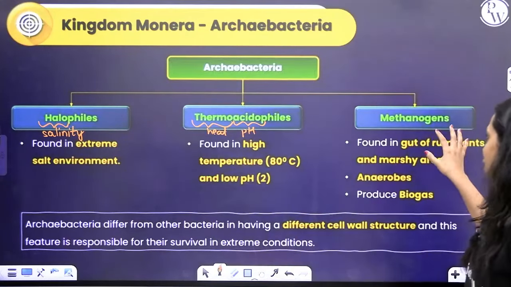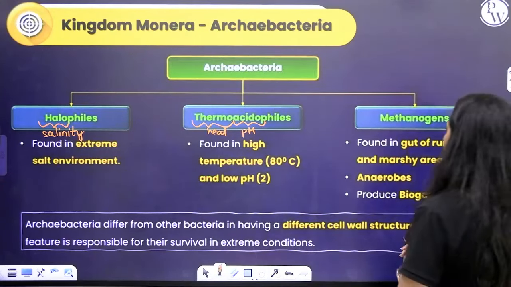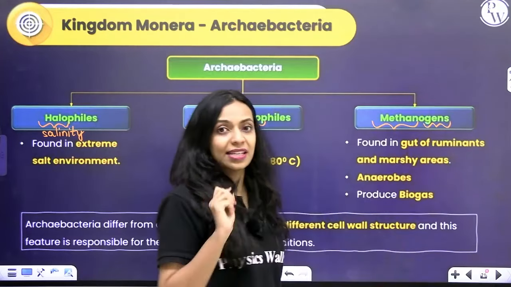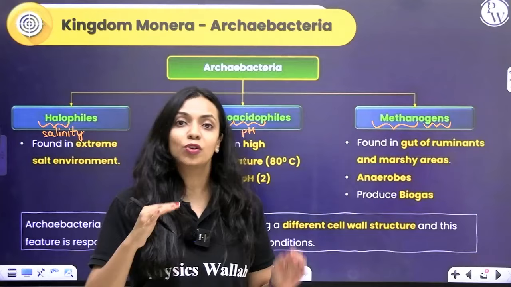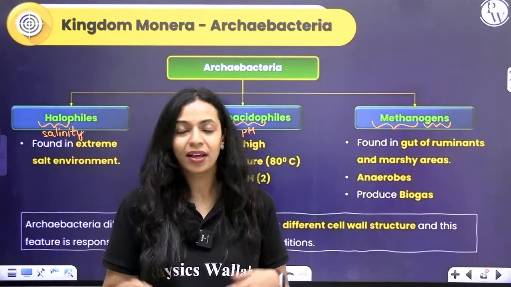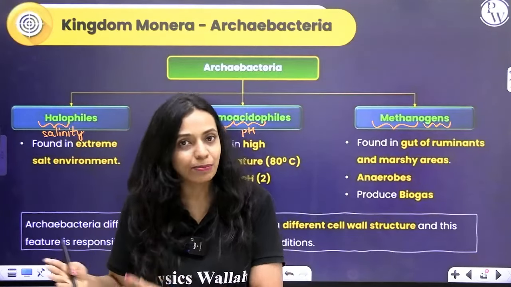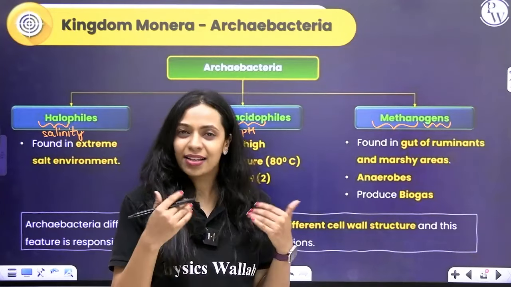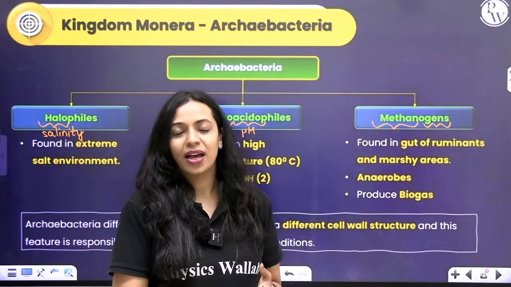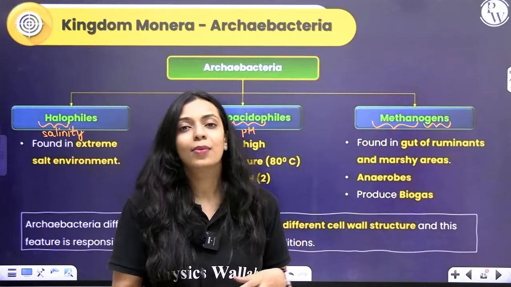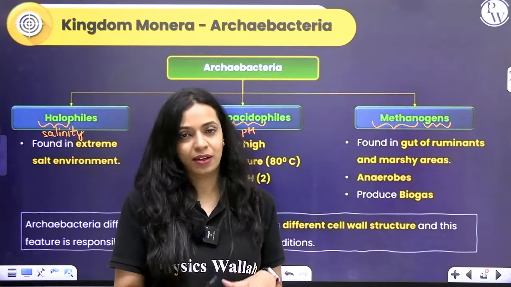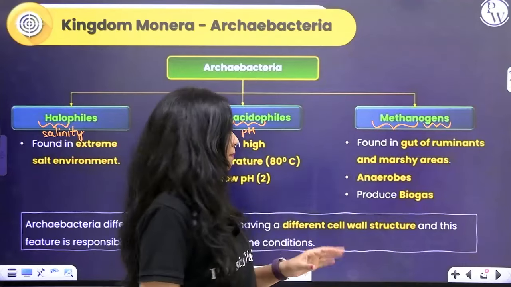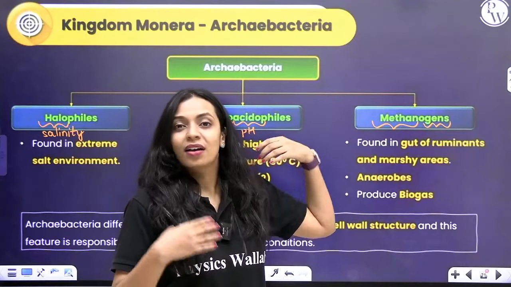Okay? And methanogens. Methanogen, it's in the name itself. Gen means generating. Methano means methane. These are the organisms that have the ability to generate methane. How do they do that? They do so by anaerobically breaking down certain organic substances. And as a byproduct, methane is produced, and these organisms are used in the production of biogas as well, which we will learn later in the chapter Microbes in Human Welfare. For now, just remember, these methanogens generate methane.